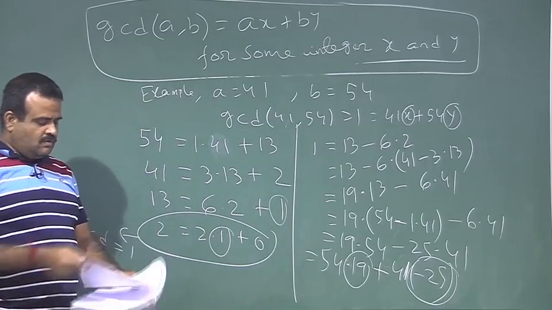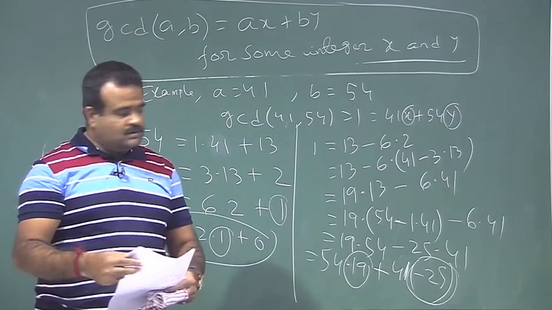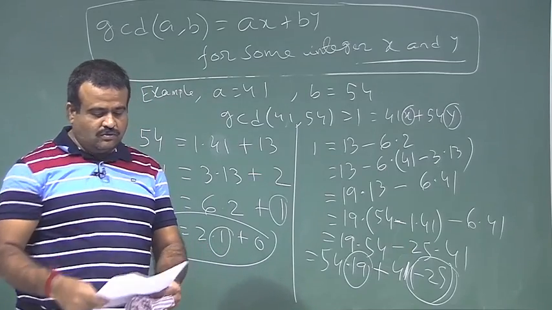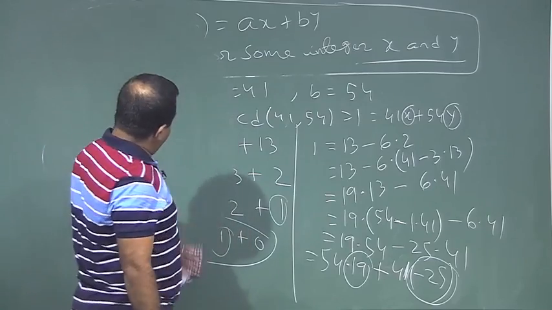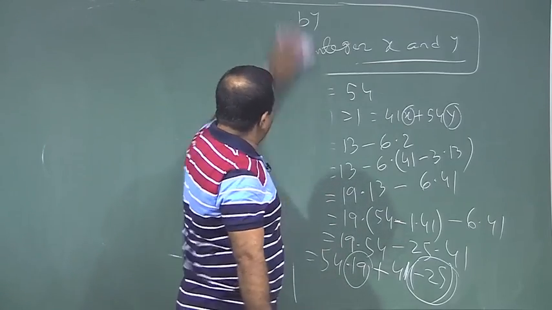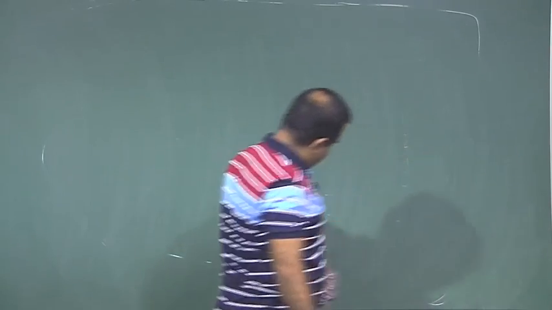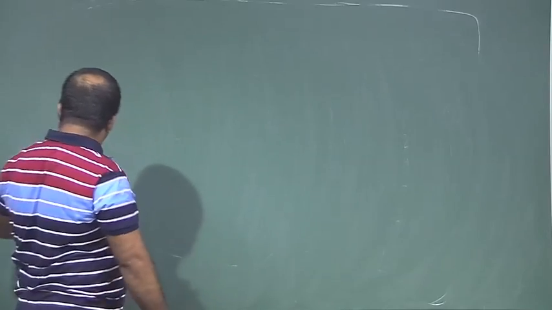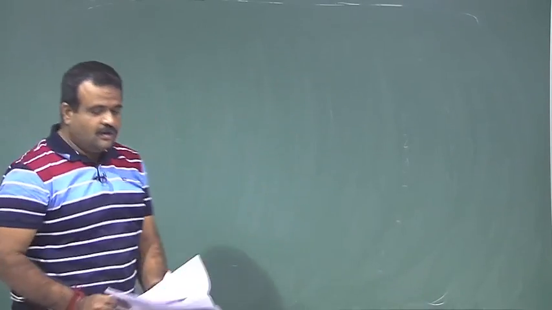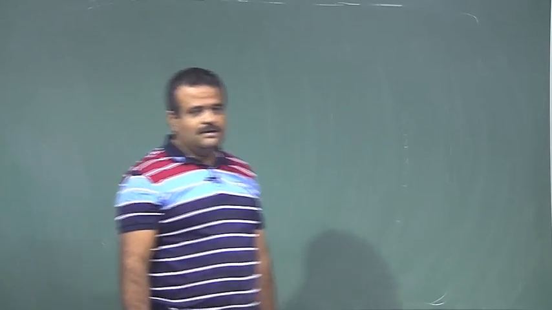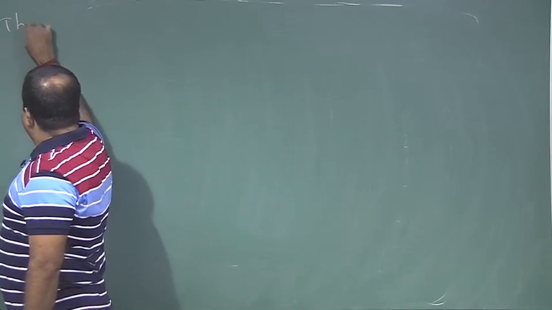Now, we will prove this formally by a theorem. This was through an example, but now we will prove it by a theorem. Let us state that theorem, and that theorem will give us the extended Euclidean algorithm. The Euclid algorithm is to find the GCD, but the extended Euclidean algorithm will give us the coefficients. So, this is the theorem.